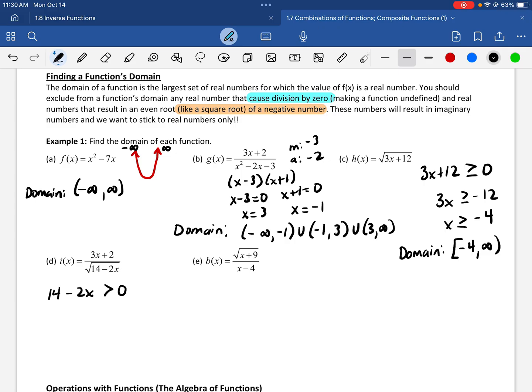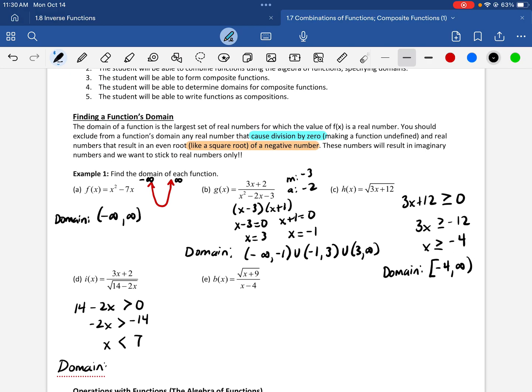And so we're going to solve this one for x. We'll subtract 14, and we're dividing by -2, which means our inequality is going to flip. So I need all x values that are less than 7. So my domain is going to be x is less than 7. That's going to be negative infinity up to 7, and it is not equal to 7, remember, because we can't be equal to 0 in that denominator there.